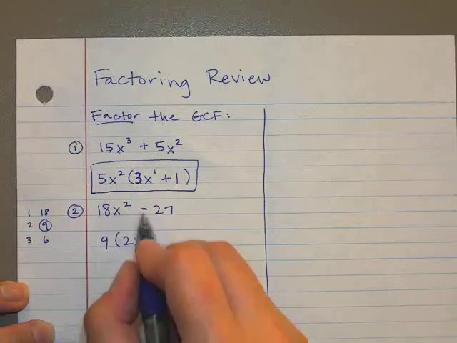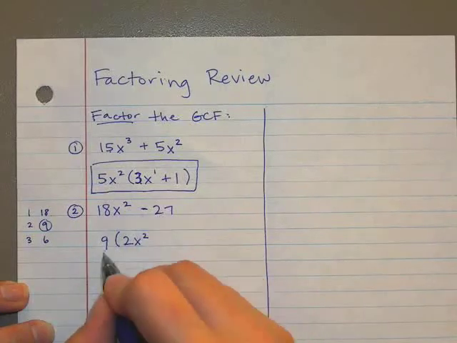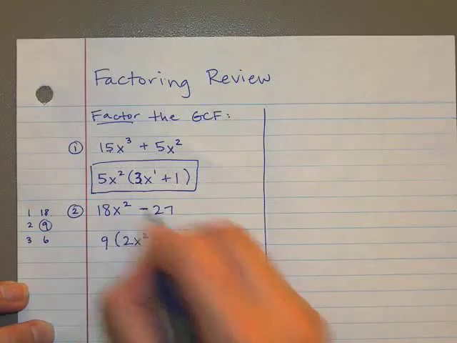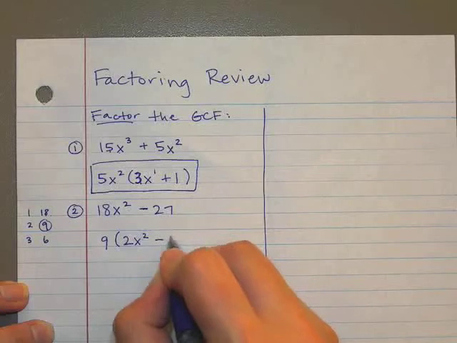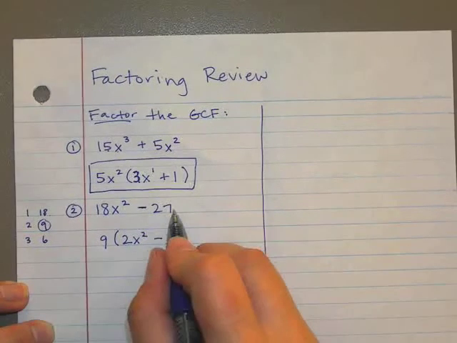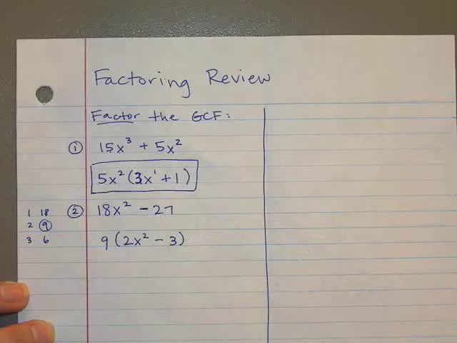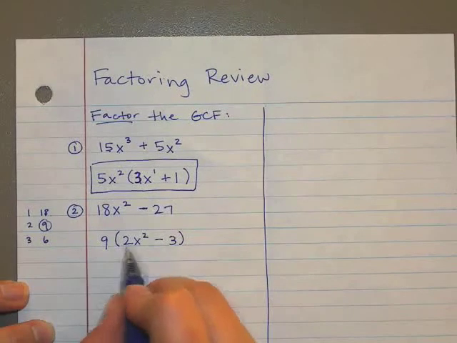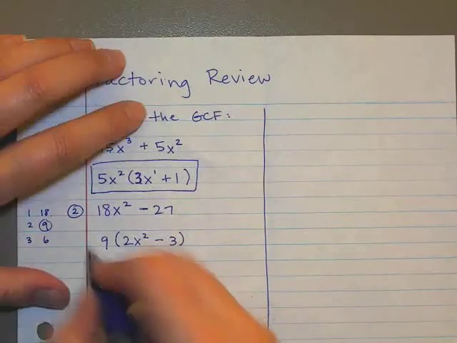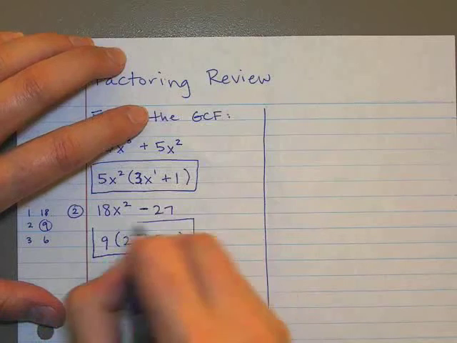All right, negative 27 divided by 9, and we have to make sure we notice that minus is negative 3. It didn't have any x's. We didn't take out any x's, so we still don't need any x's. Okay, so 9 is outside the parentheses, 2x squared minus 3 inside the parentheses. And we're finished. We factored the GCF.